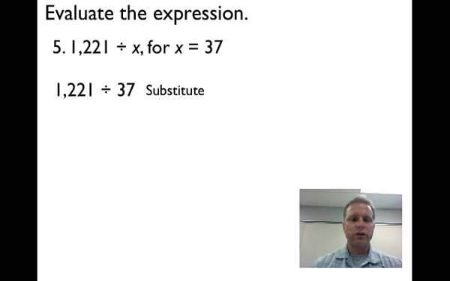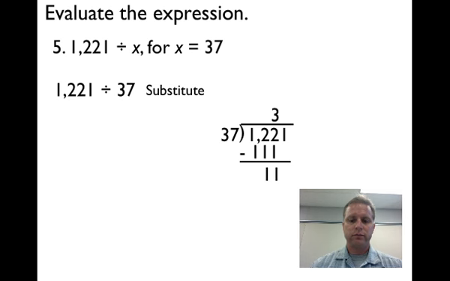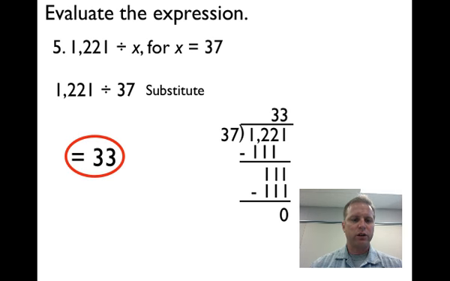So 1,221 divided by 37. Probably can't do that in our head, so we'll go 37 into 122. We'll go 3 times. 3 times 37 is 111. Bring down the 1, and we should pick 3 again, and we'll get another 111. We end up with 0. So our answer is 33.